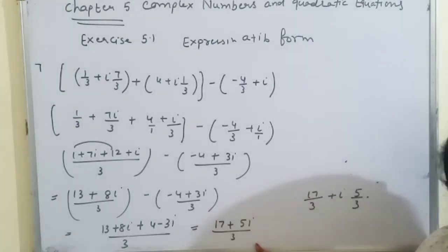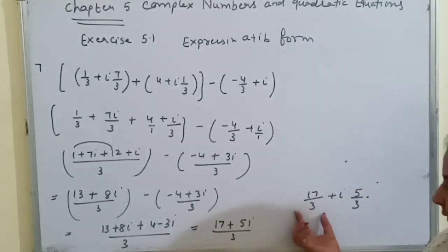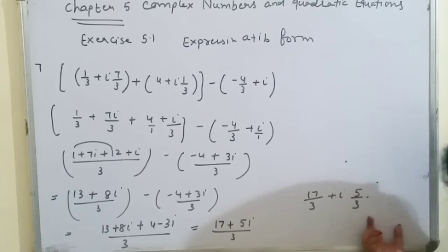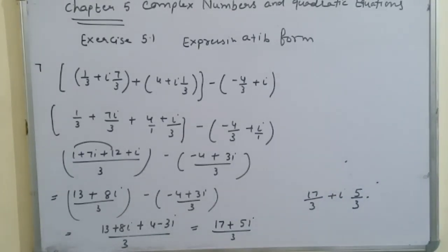This is your a plus b iota complex form. So write the real number separate and the imaginary number separate. This is the way in which you can solve any problem. Let's solve question number 8. How can we solve it?